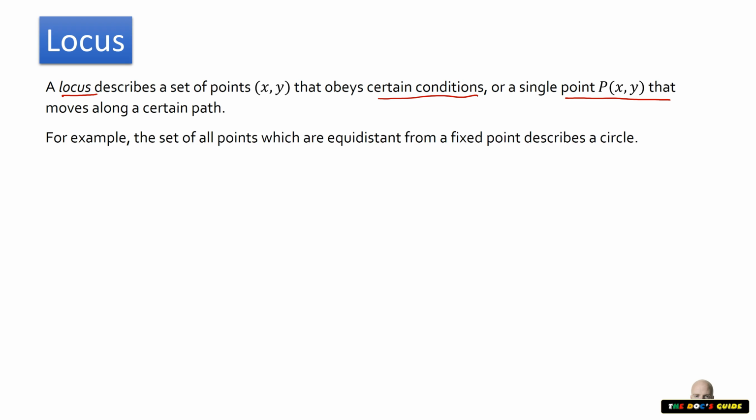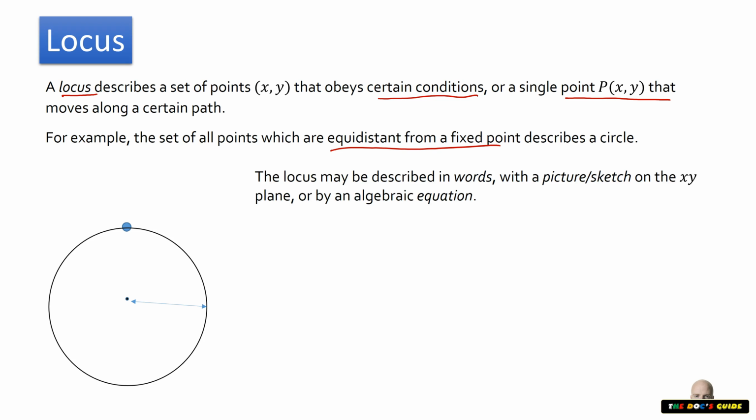So for example, the set of all points which are equidistant from a fixed point describes a circle. So we know that already. If we have a fixed point, then all the positions that we could put another point in, which are equidistant from that, give us a circle of a certain radius.